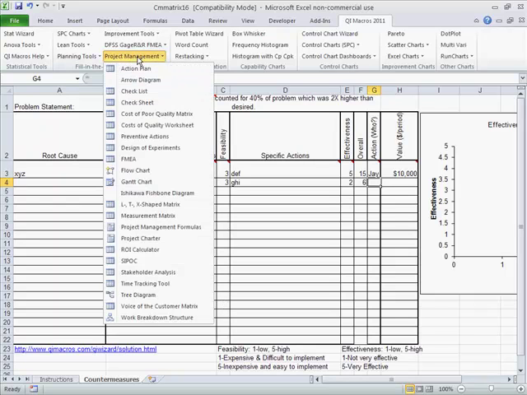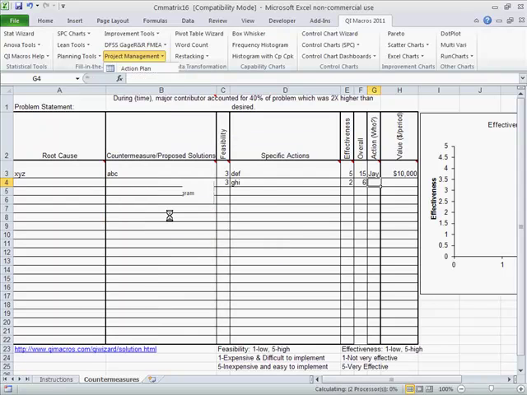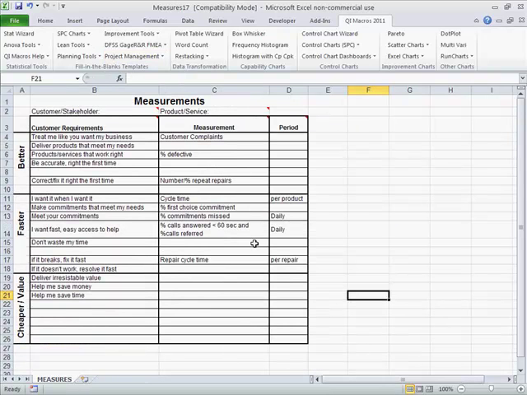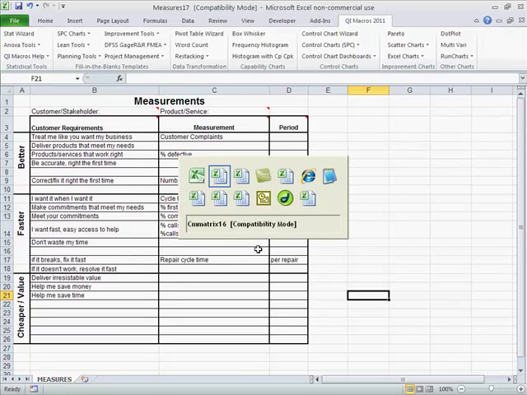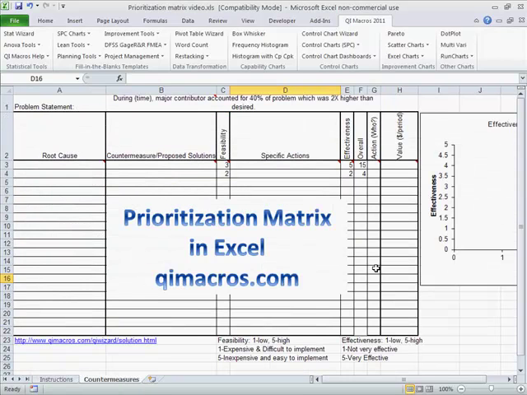You'll also find other examples of matrices in here, prioritization matrices, measurement matrices, and so on, that will assist you in figuring out what kind of things I want to measure, and so on. So that's the prioritization matrix, one of the seven management and planning tools.